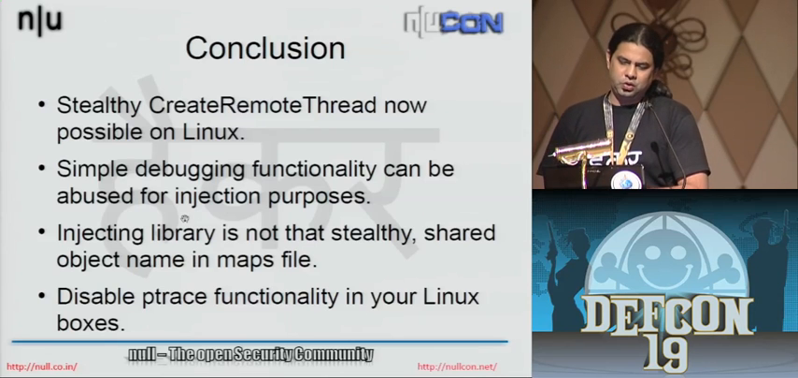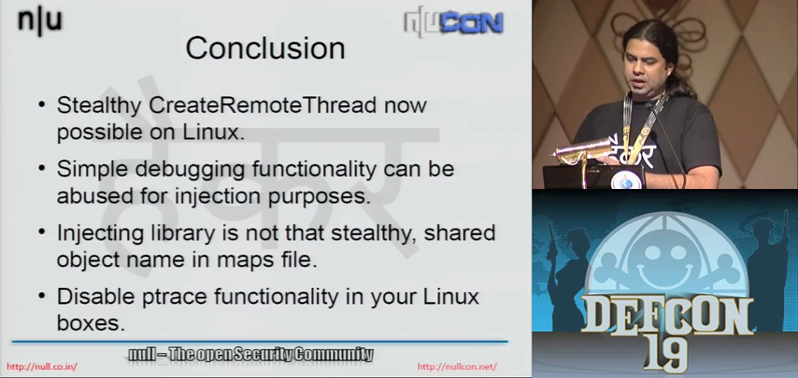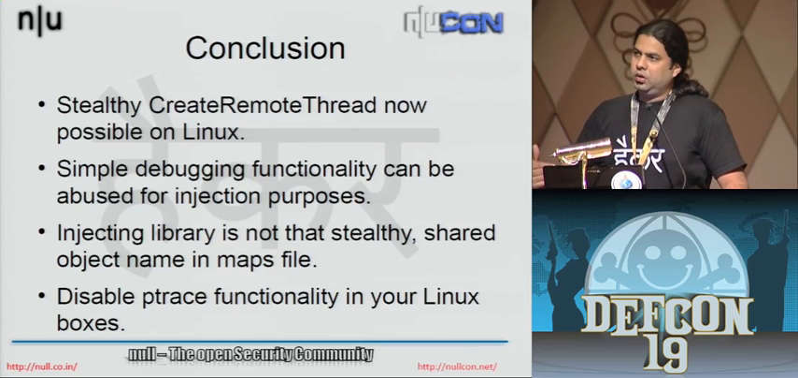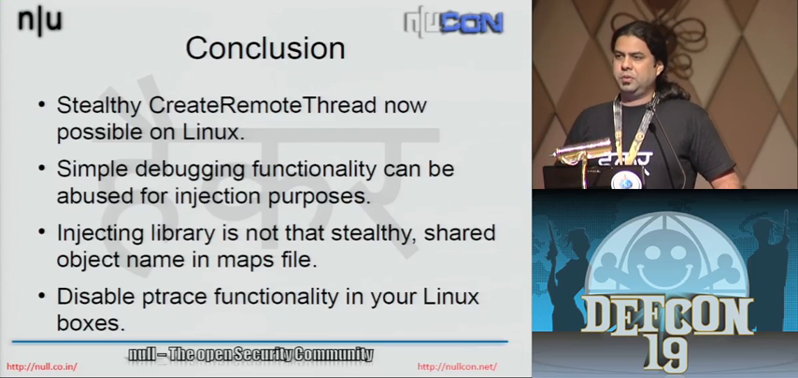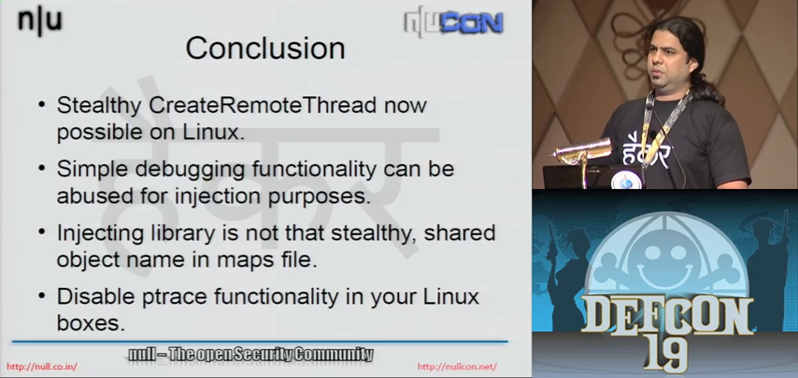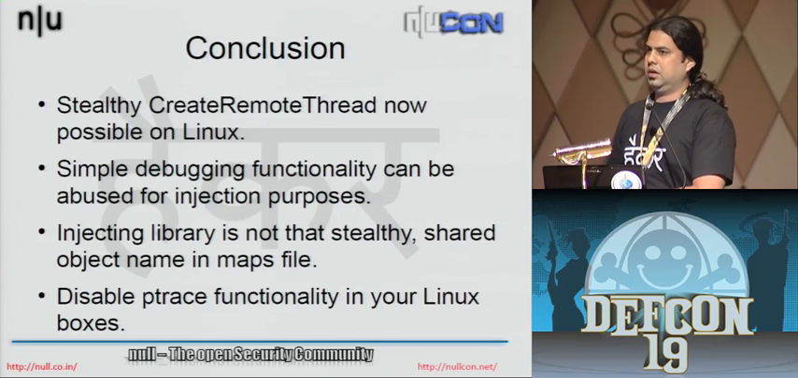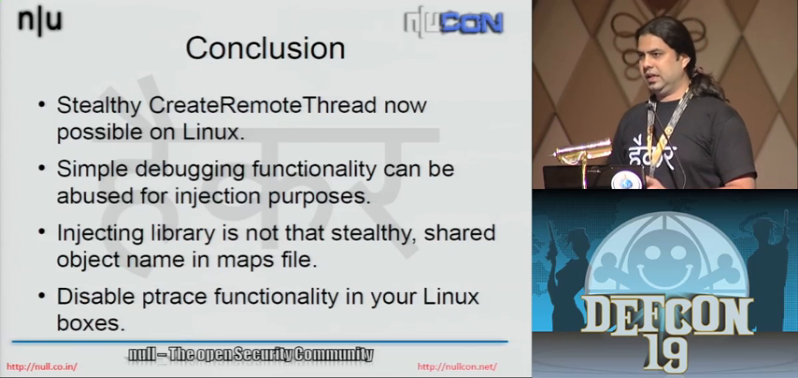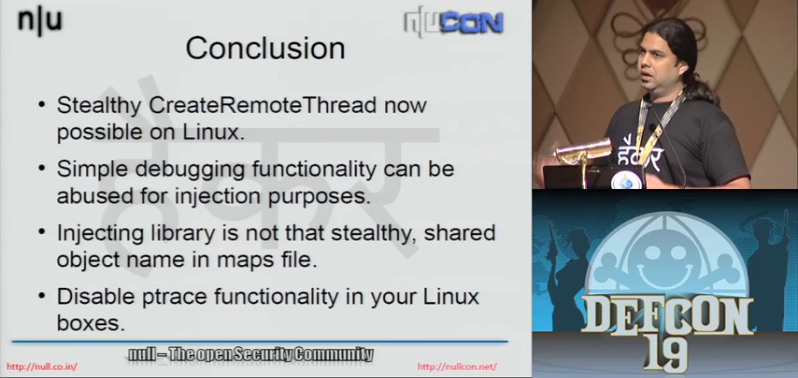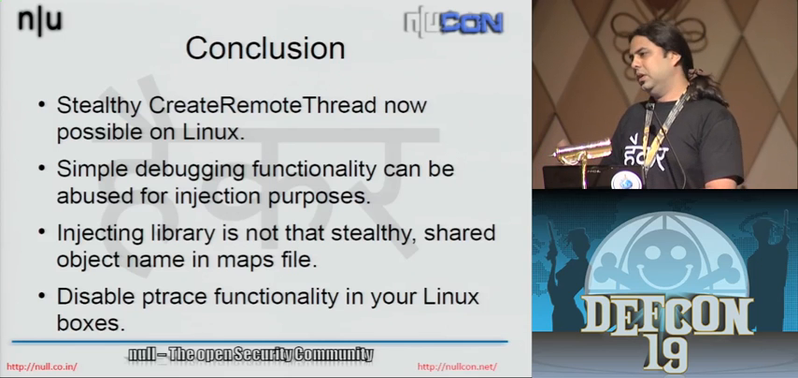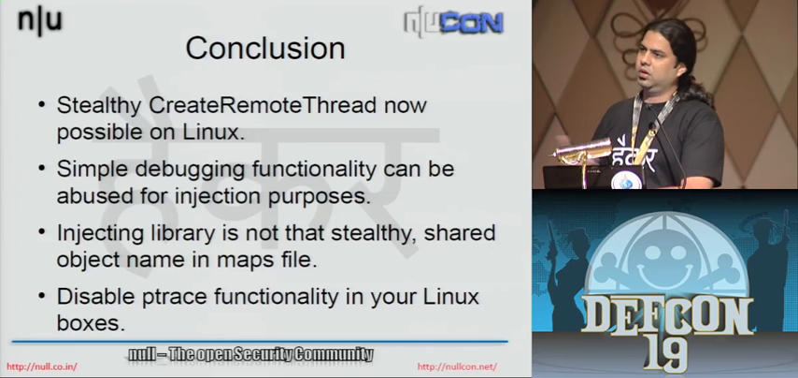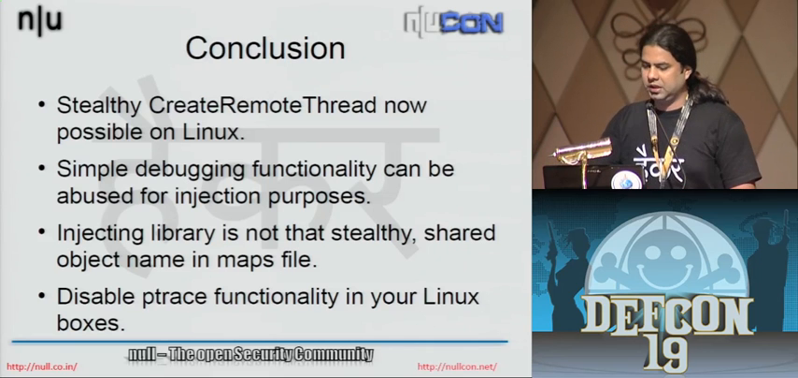All right. So the conclusion is, now you can actually do a stealthy create remote thread in Linux. On top of what Windows provides, Windows does not give you the option of just passing in your payload and it'll do the rest. But in this case, you just need to pass the payload. For Windows, you need to first create memory inside the remote process. I mean, you need to use two or three lines of code before you actually try to execute something.